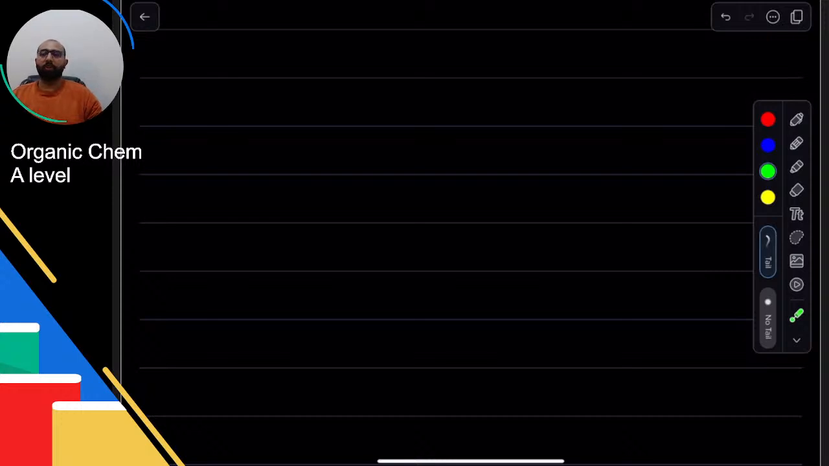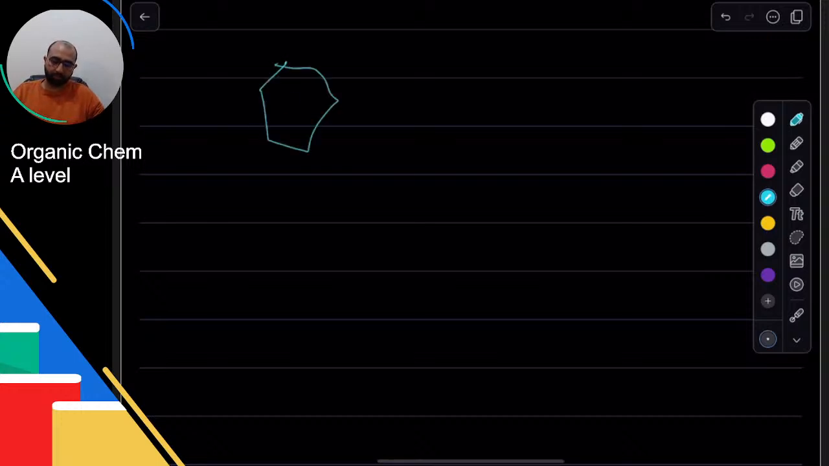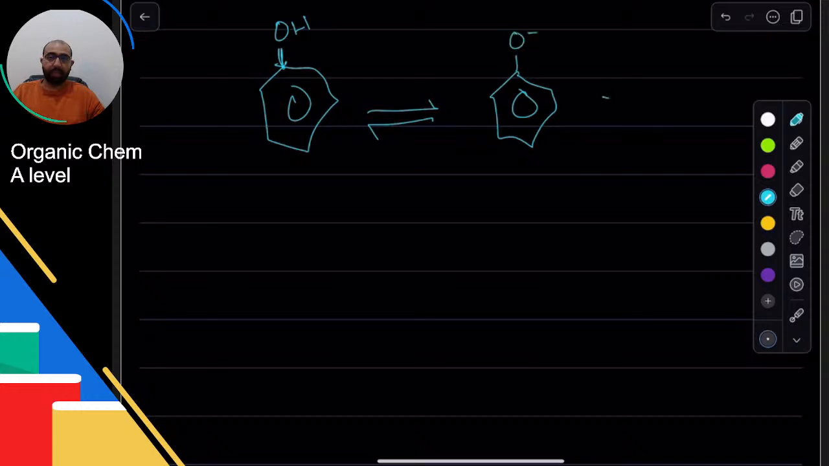All right. So first thing about phenols that we should know about is that phenols are acidic, and the reason for that is that they are able to convert to phenoxide ion and hydrogen ion.